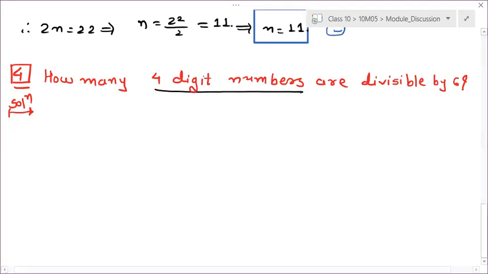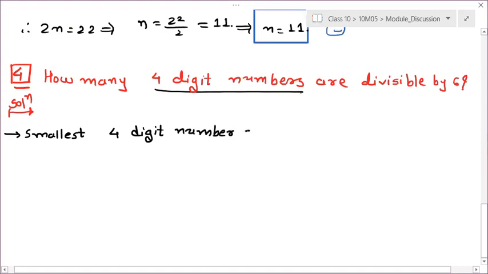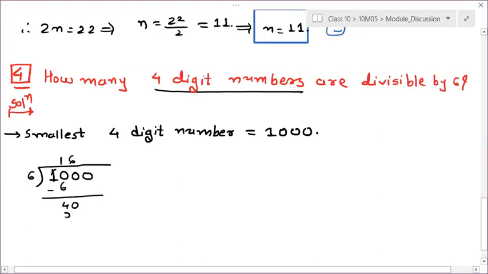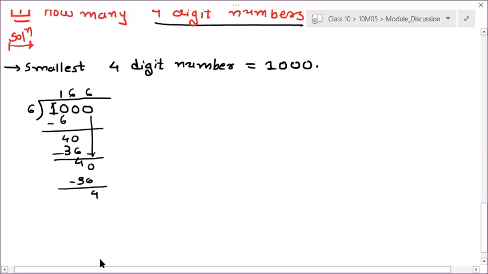Right. Now tell me first smallest 4-digit number. Yes, type in chat box. Which is equal to 1000. Now is 1000 divisible by 6? Let us check. Is 1000 divisible by 6? 6 ones are 6, 40. 6 6 are 36. Again 40. 6 6 are 36. Now remainder is 4. Okay.